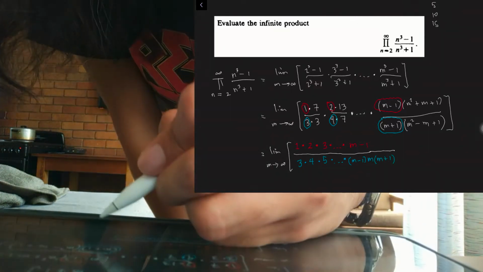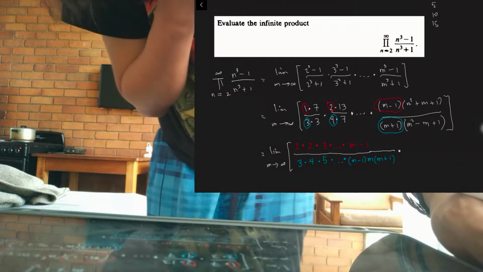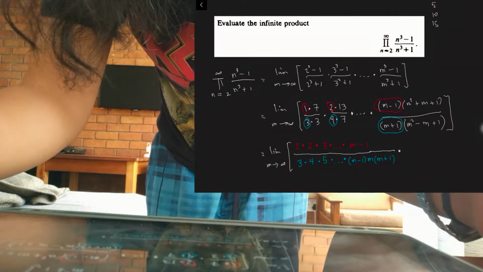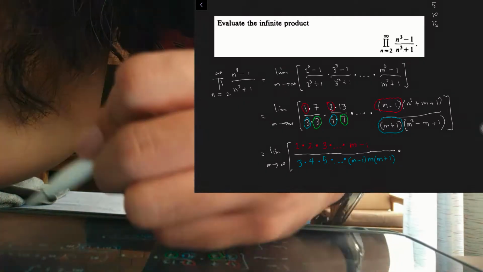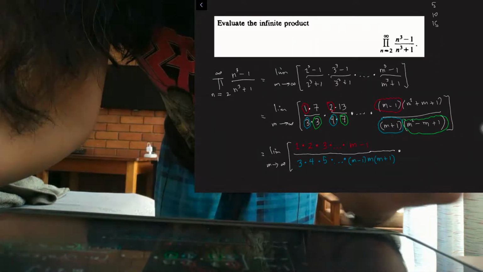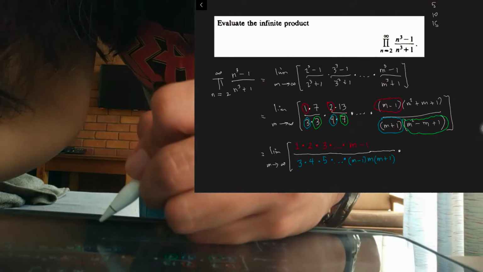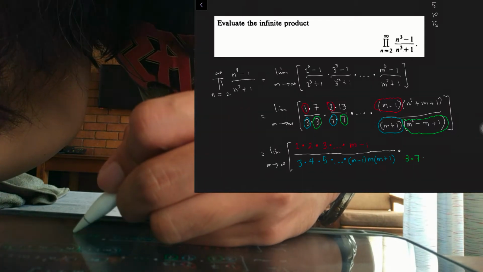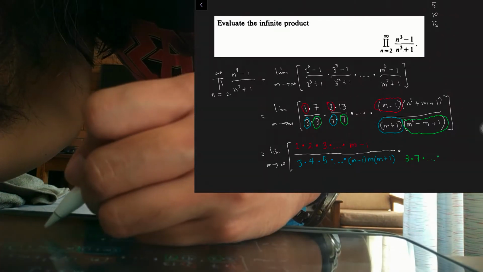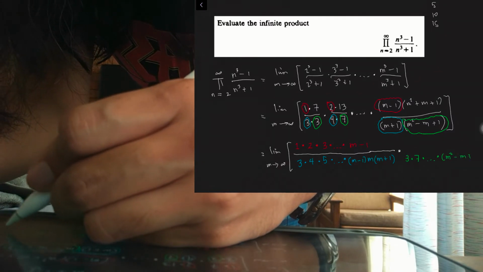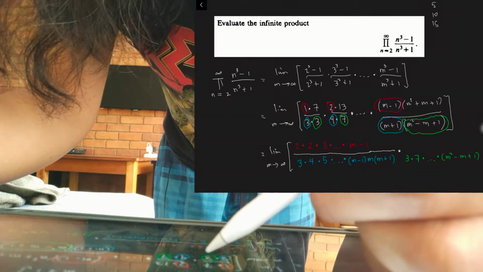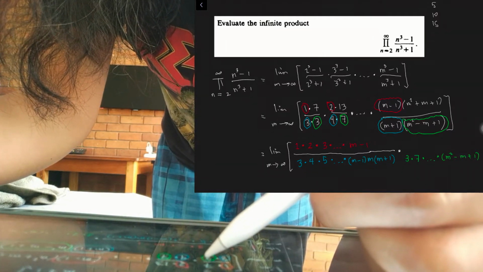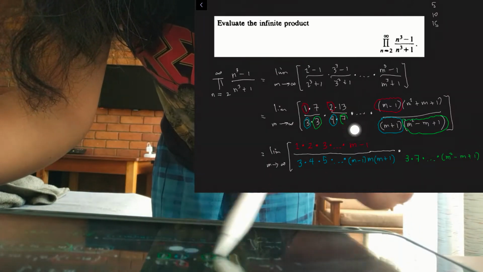You have those terms. And now let's evaluate the terms that are left. So you have these things in the denominator. Let's look at this in green. So you have 3, 7, and then all the way up to this guy. Correct? So you have 3, 7, all the way up to m squared minus m plus 1. Okay? And note that if you look at the pattern, these guys cancel the remaining terms in the numerator that we have here.